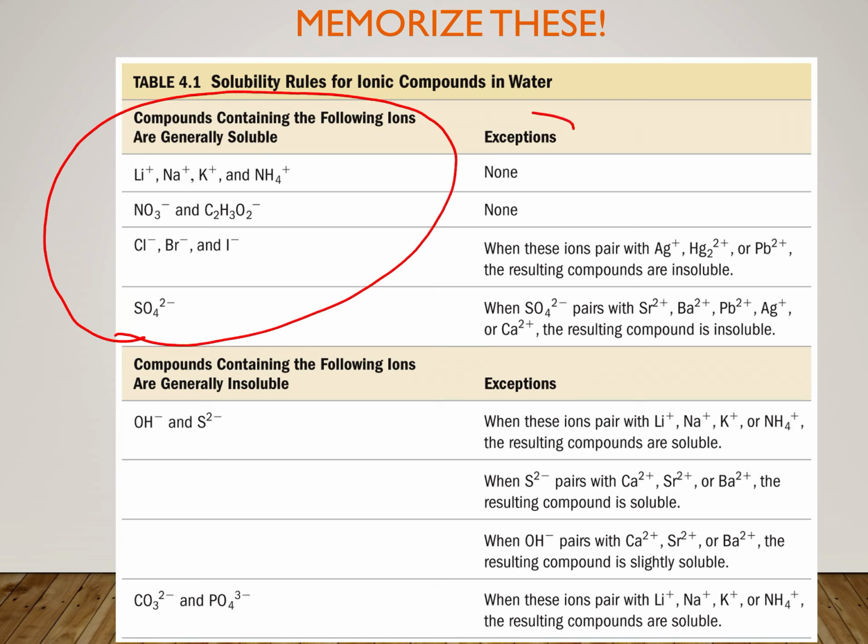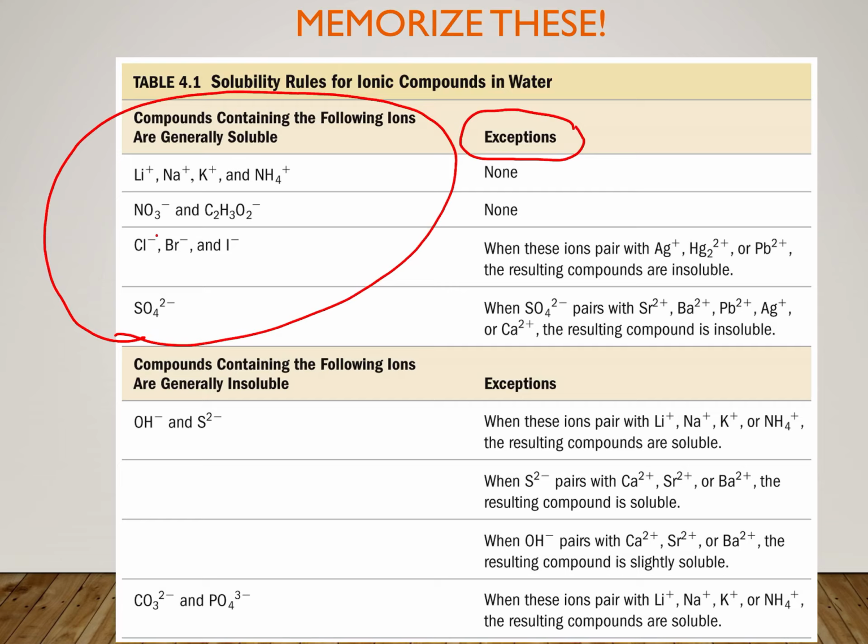And then on this side, these are the exceptions. So if you'll look, lithium, sodium, potassium, and ammonium do not have any exceptions. That means that they are always going to be soluble. So if you see something with sodium in it, then it will always be soluble, always, always, always. Same thing with nitrate and acetate.